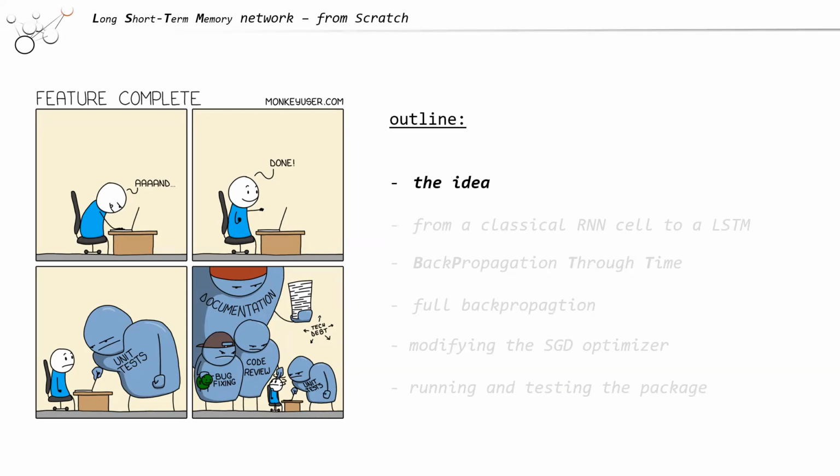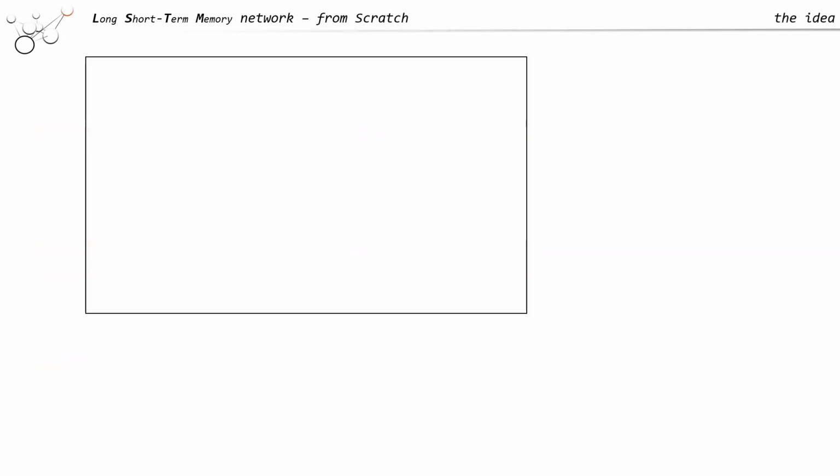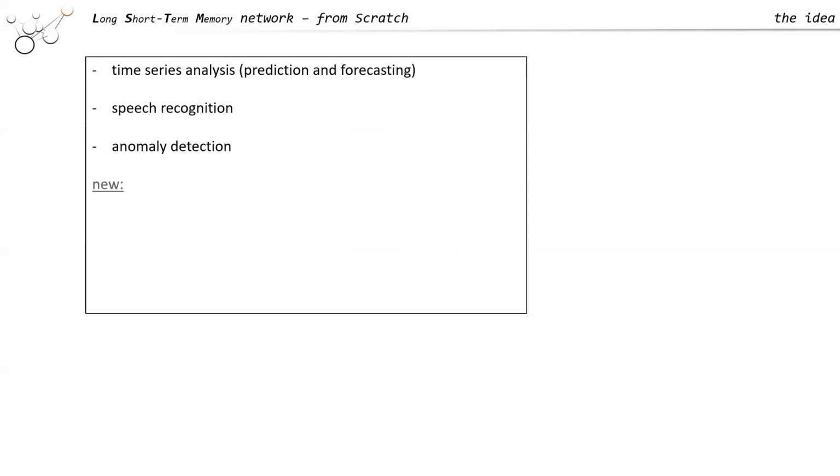So first of all, what is the idea and where did it actually come from? So we still want to analyze time series and want to make prediction or forecasting. And you can actually use this for speech recognition or anomaly detection. For example, if something happens that is not according to the prediction in the forecasting. And we kind of did it already with the RNN, and the classic RNN can actually do that.